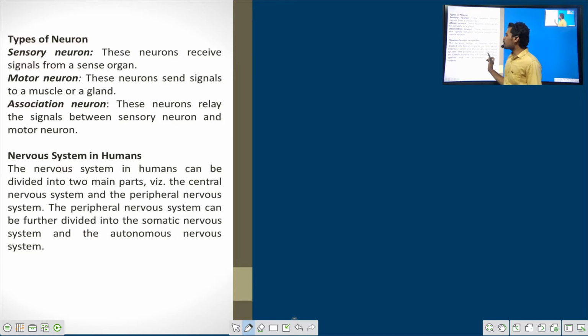Before going to the nervous system in humans, I want to put some multiple choice questions. For example, the question can be asked: types of neurons, explain the types of neurons. You can mention sensory neurons, motor neurons, association neurons. And which is the dash, the functional unit of the nervous system? That is the neuron or nerve cell. Nervous tissue is the dash type of tissue made in the nervous system.